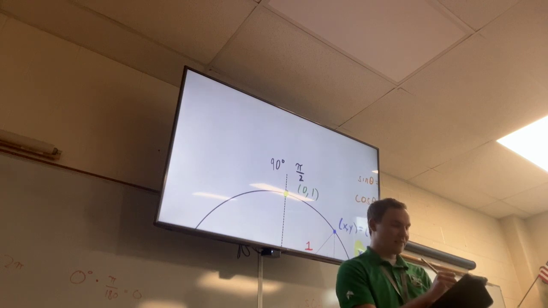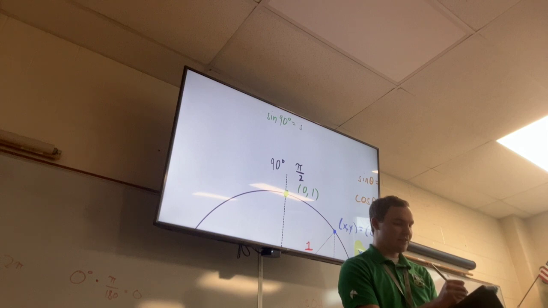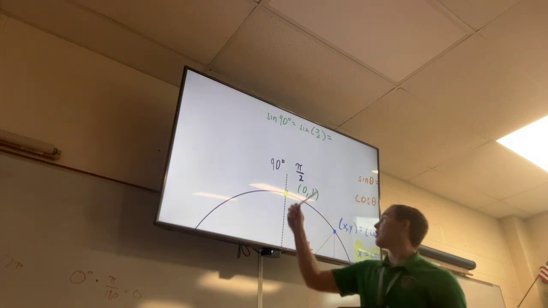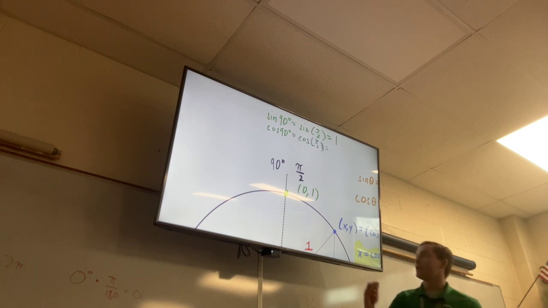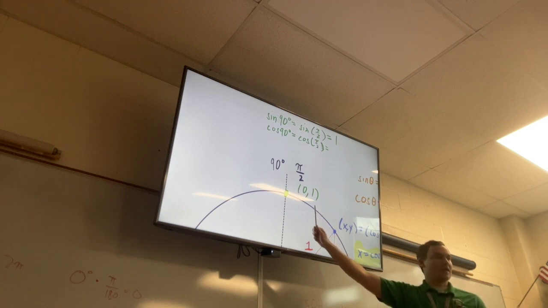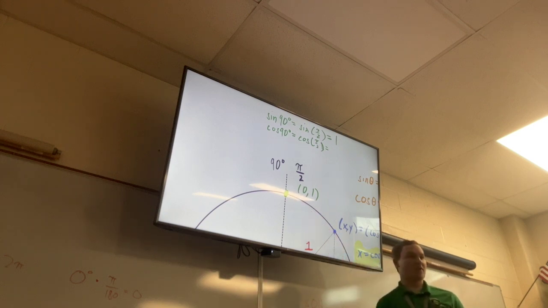What's the sine of 90 degrees? It's the same thing as the sine of pi over 2 radians. What's that going to be? It's the y coordinate of that point, so it's going to be 1. What's the cosine of 90 degrees, or the same thing as the cosine of pi over 2 radians? That's going to be the x coordinate of that point that's on my circle. It's going to be 0.